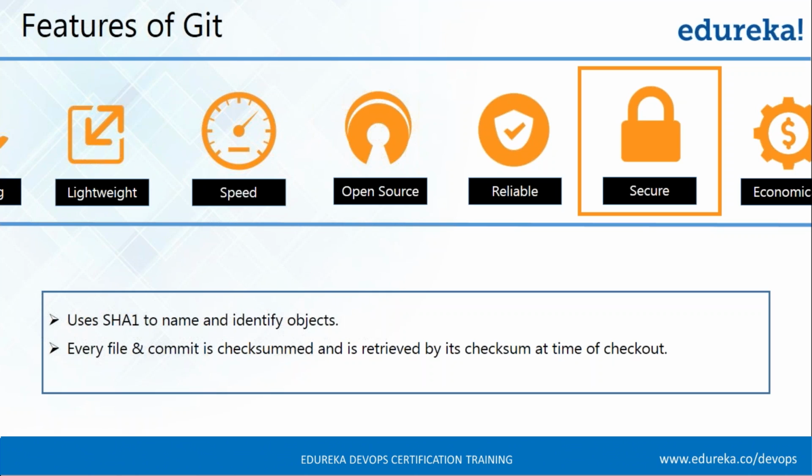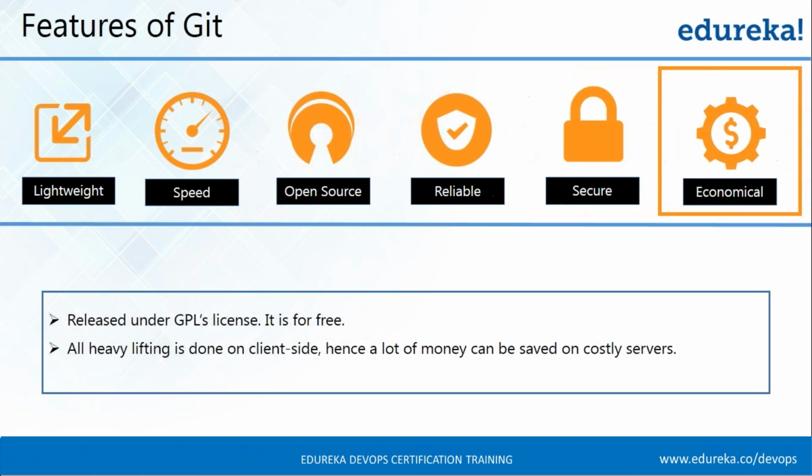So we'll move on and see the next feature, which is economical. Git is released under the General Public License, which means that it is free. You don't have to pay any money to download Git on your system. You can have Git without burning a hole in your pocket.